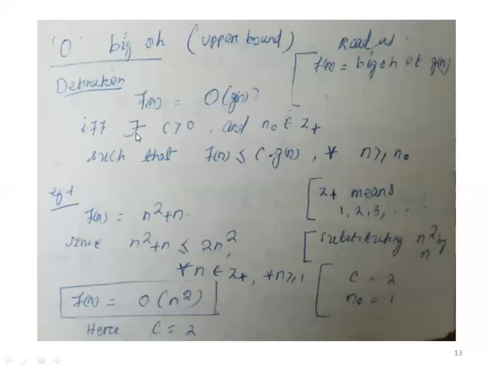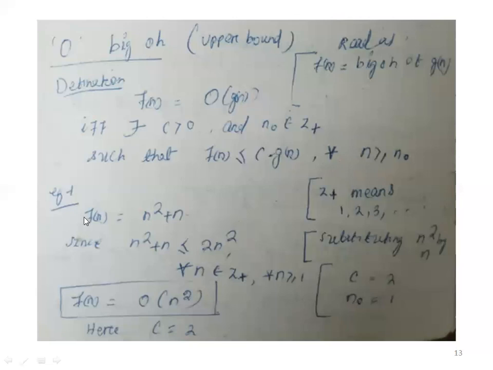So if there exist c greater than 0 and n0 belongs to Z+, such that f(n) is less than or equal to c times g(n) for all n, this symbol is for "for all", so for all n greater than or equal to n0. If this condition is satisfied, then only can we say that f(n) = O(g(n)).